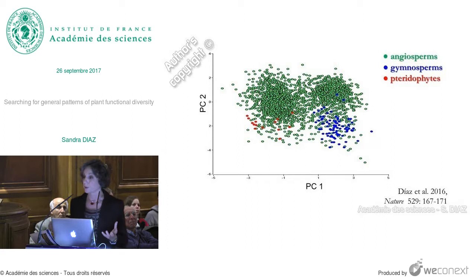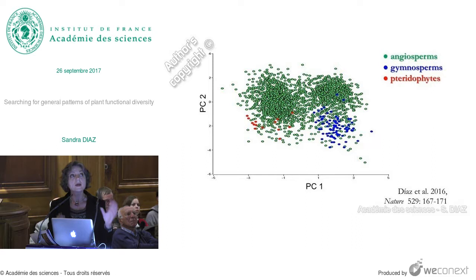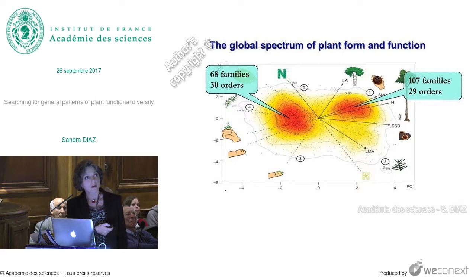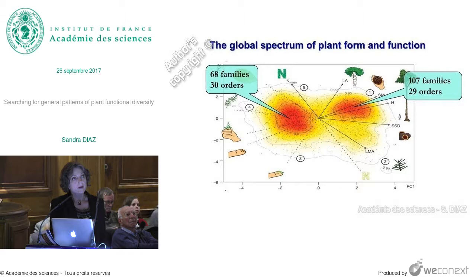Now, even within the angiosperms, not every portion of the spectrum is equally popular. If we now concentrate on the colors, they are a probability density map. So areas which are very light are populated by a very, very low number of species, whereas red-hot areas mean a concentration of a really large number of species with very similar trait combinations.